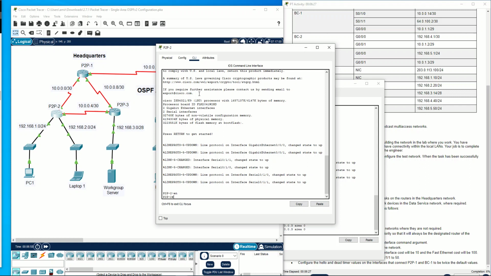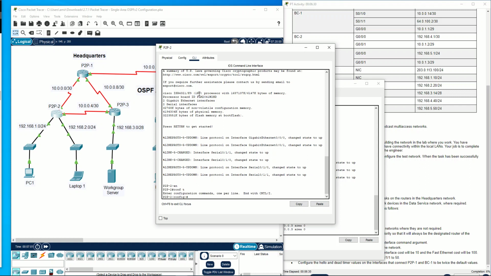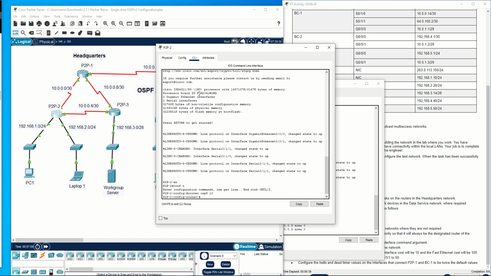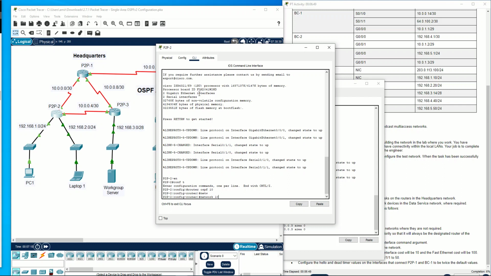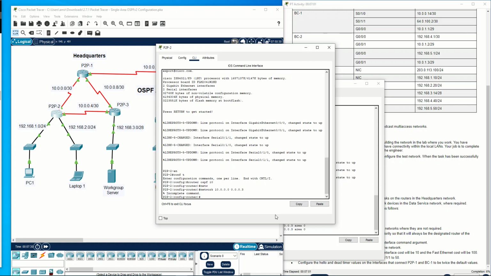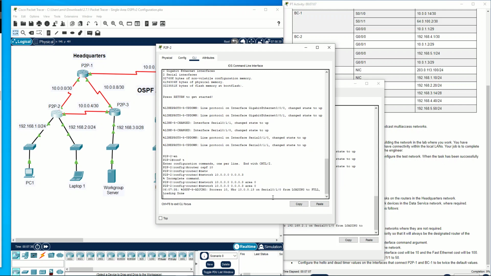First, enable, and in configure terminal, you have access to activate router OSPF. Which process ID? The same also here, process ID 10. And which networks do we have here? First 10.0.0.0 and the wildcard mask is 0.0.0.3. You can see this network here and two networks here also. This is a LAN network. Area 0. All of them are located in the same area.